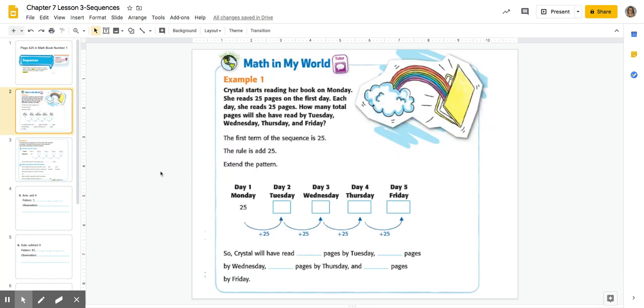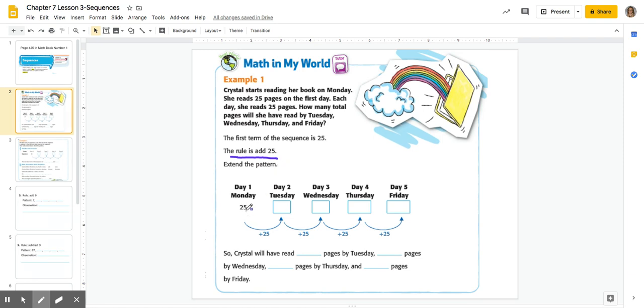So here we go. We're going to look at example number 1. It says here that Crystal starts reading her book on Monday. She reads 25 pages on the first day. Each day, she reads 25 pages. How many total pages will she have read by Tuesday, Wednesday, Thursday, and Friday? So we know the first term, the first number in our sequence, is going to be 25 because that's how many pages she read the first day. Our rule is to add 25. So we have to extend the pattern.